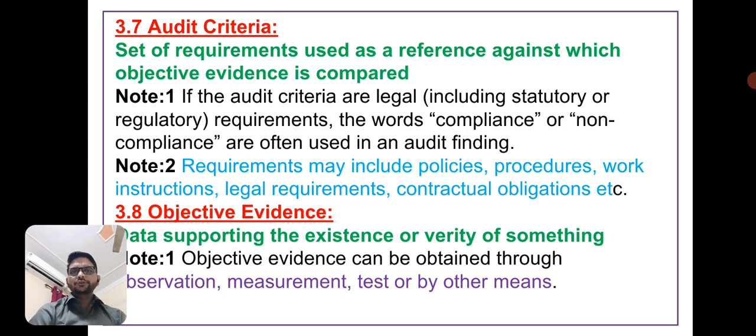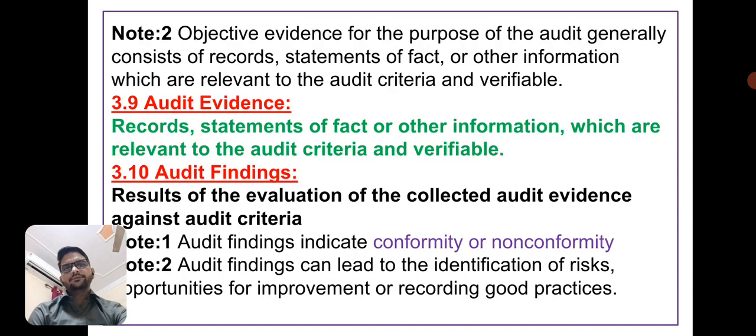Next is objective evidence. Objective evidence is data supporting the existence or verification of something. It means that it can be verifiable. That is objective evidence. Objective evidence can be obtained through observations, measurement, test, or other means. Objective evidence for the purpose of audit generally consists of records, statements, facts, or other information. It means it can be information, it can be observation, it can be statement, it can be records. These are the objective evidences.